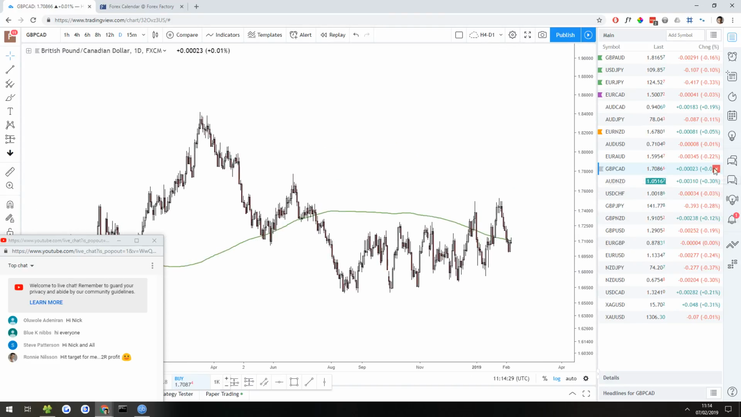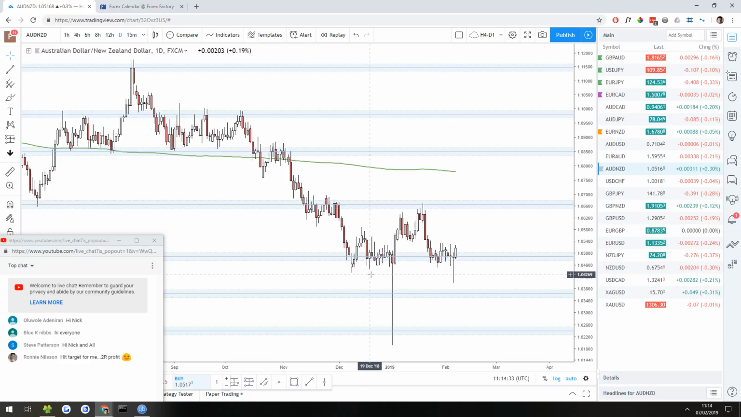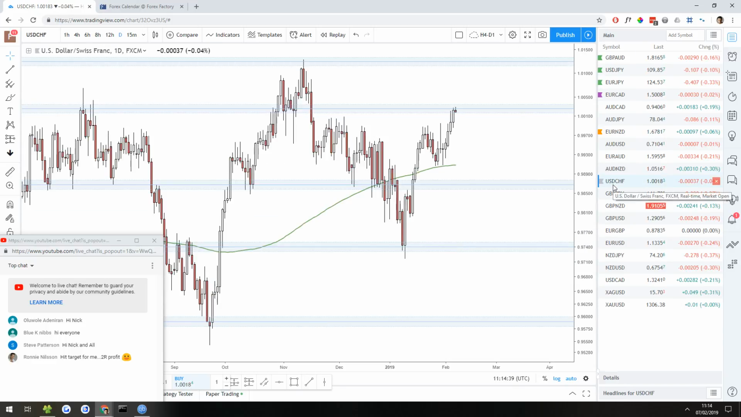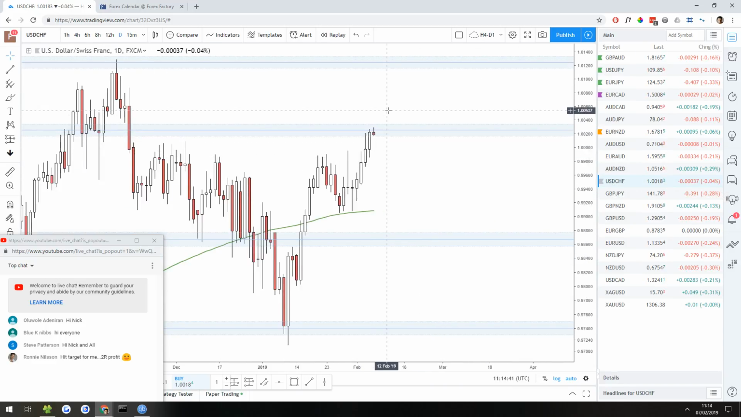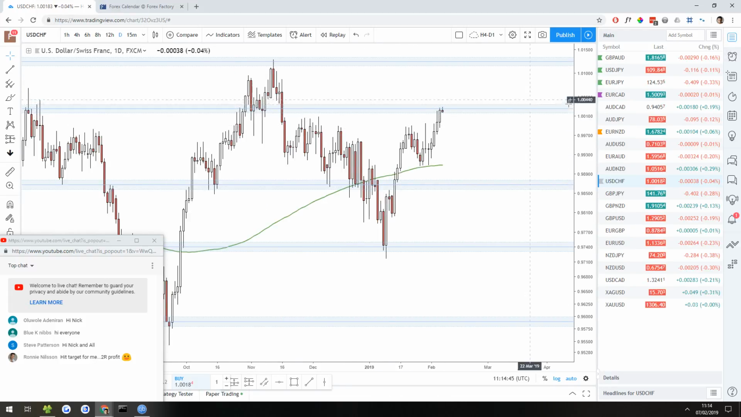GBPAUD, I'm not sure why I have this pair open here. AUD New Zealand, it's just moving sideways on this support area. I'm not doing anything here, no way. USDCHF, that looks pretty cool. We have price hitting resistance, stalling out on resistance.